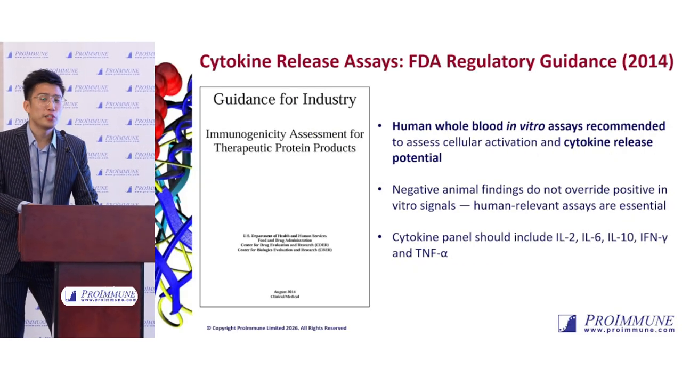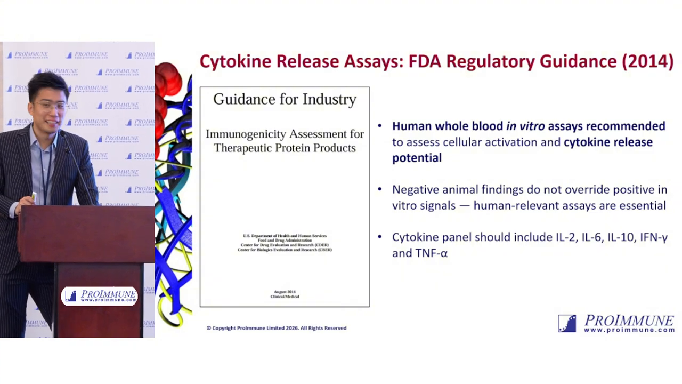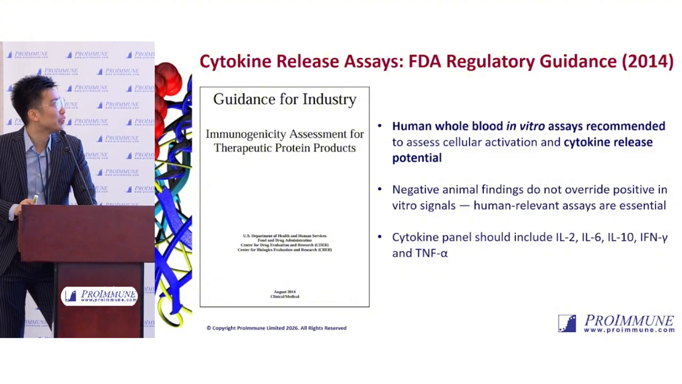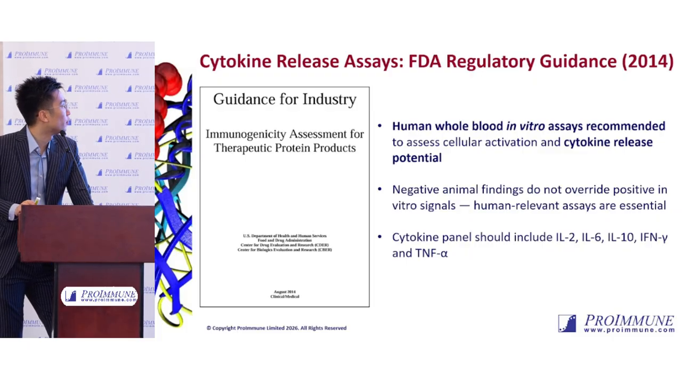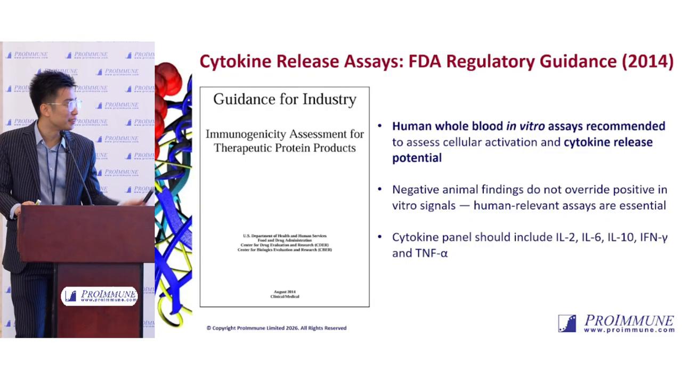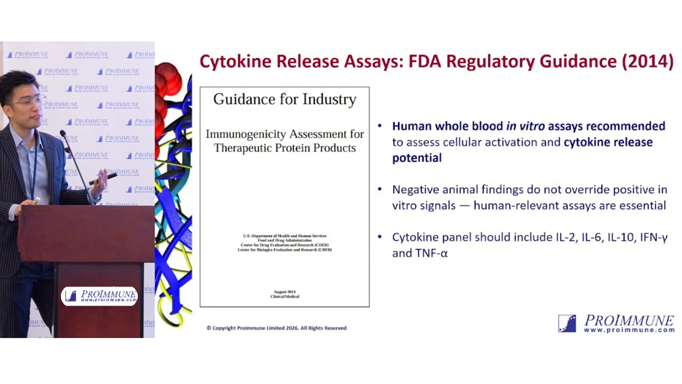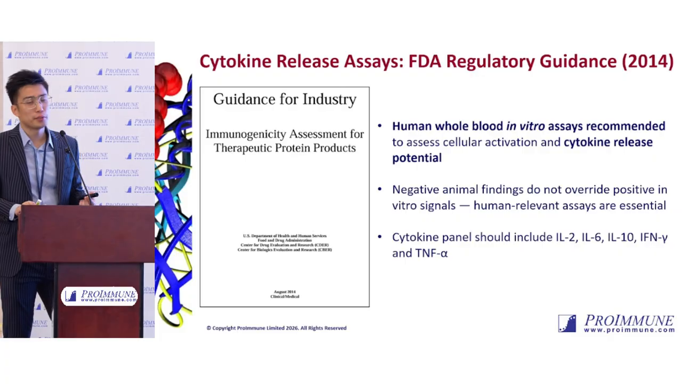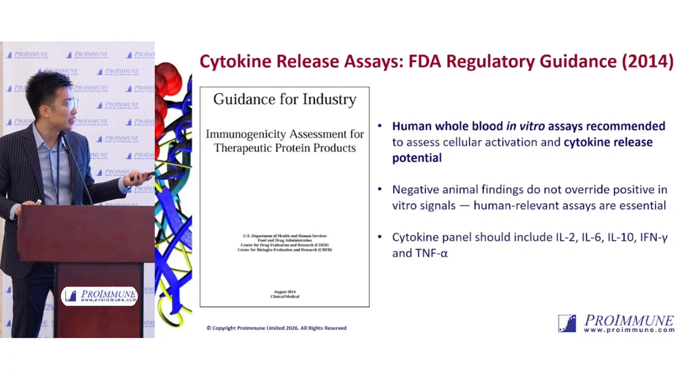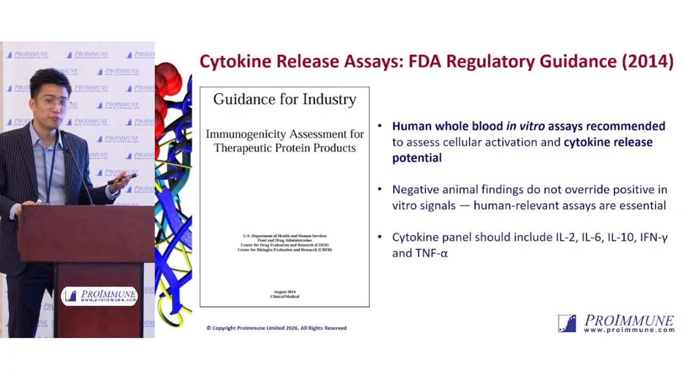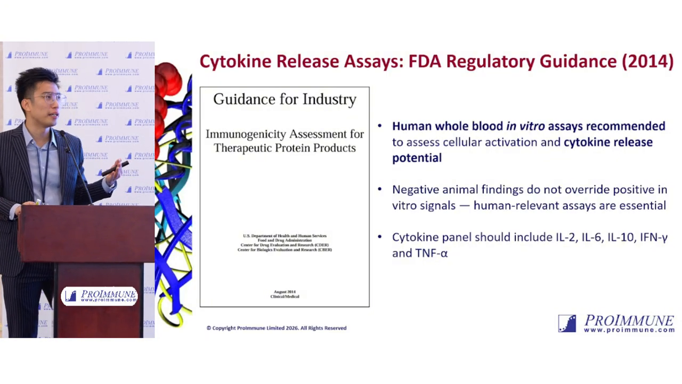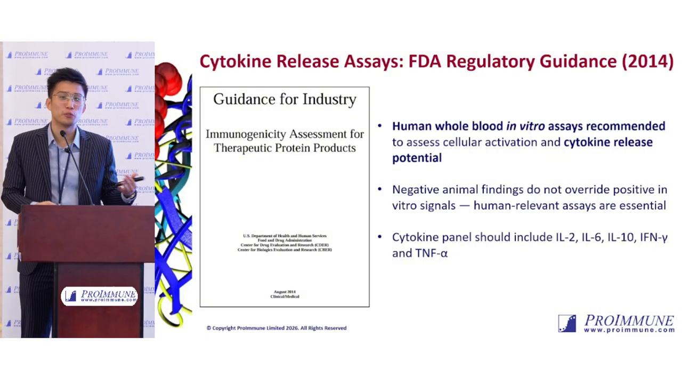So now moving on to the regulatory aspects, I think Dr. Daniela has actually covered quite a bit of this. Back in 2014, there was guidance for the immunogenicity assessment for therapeutic protein products. I've given the highlights here. Human whole blood is recommended in in vitro assays to assess cellular activation and cytokine release potential. And negative animal findings do not override the positive in vitro signals, which goes back to the second slide that I have, whereby animal data doesn't translate very well into human data.